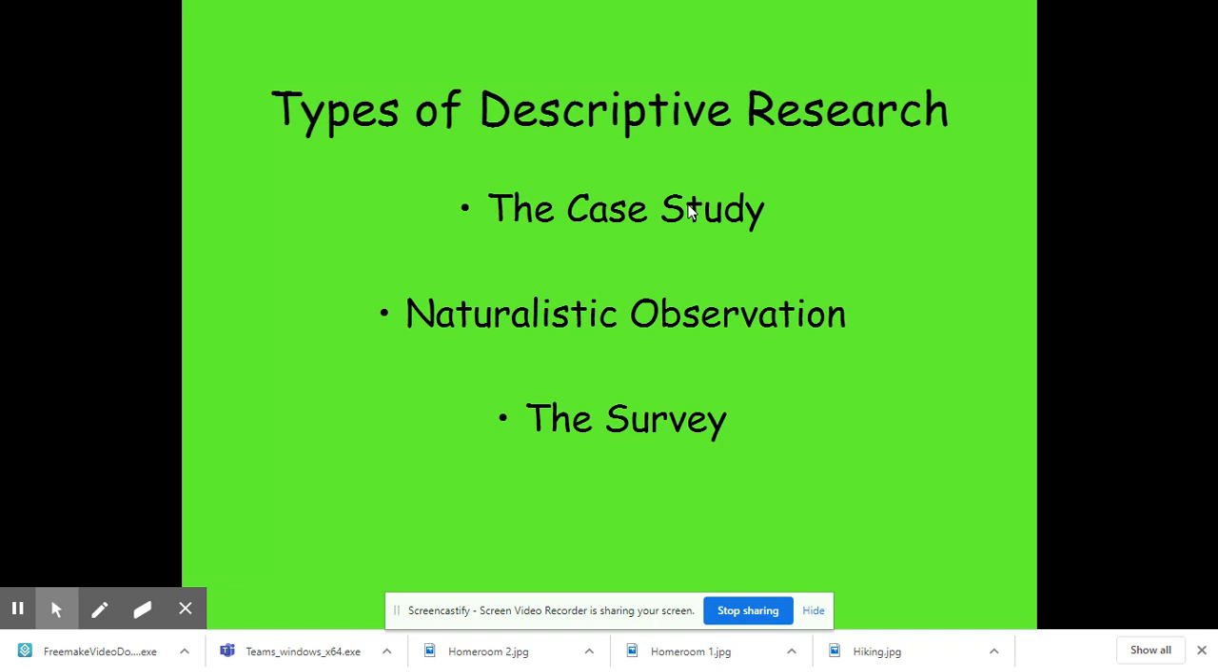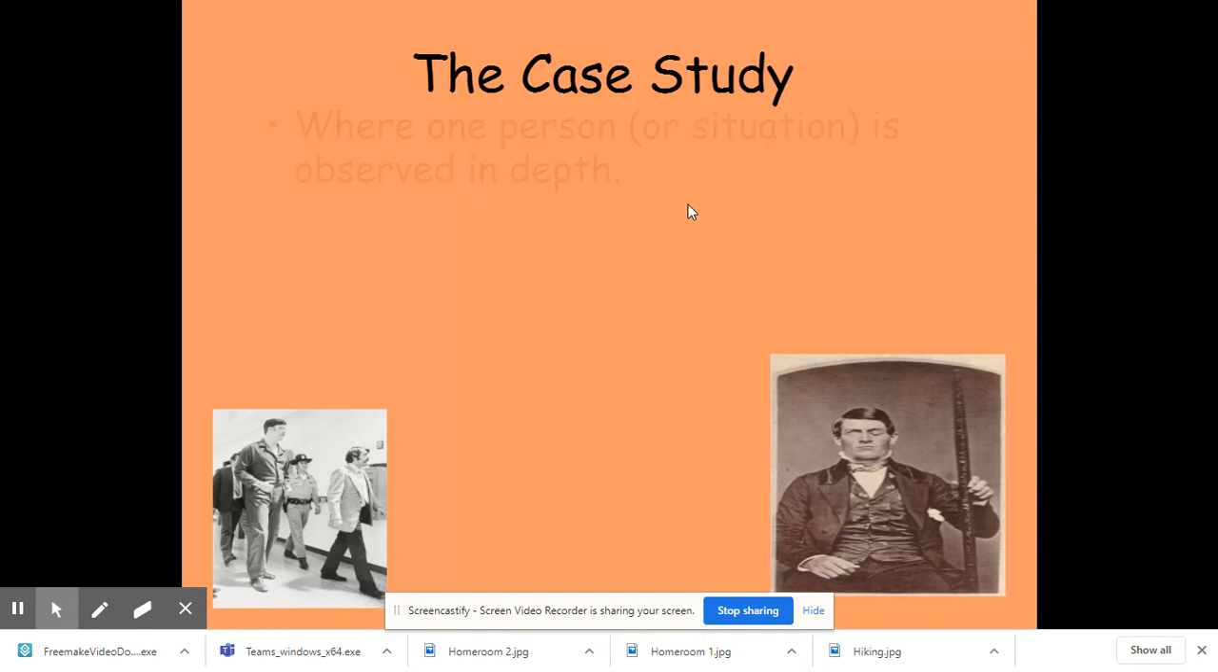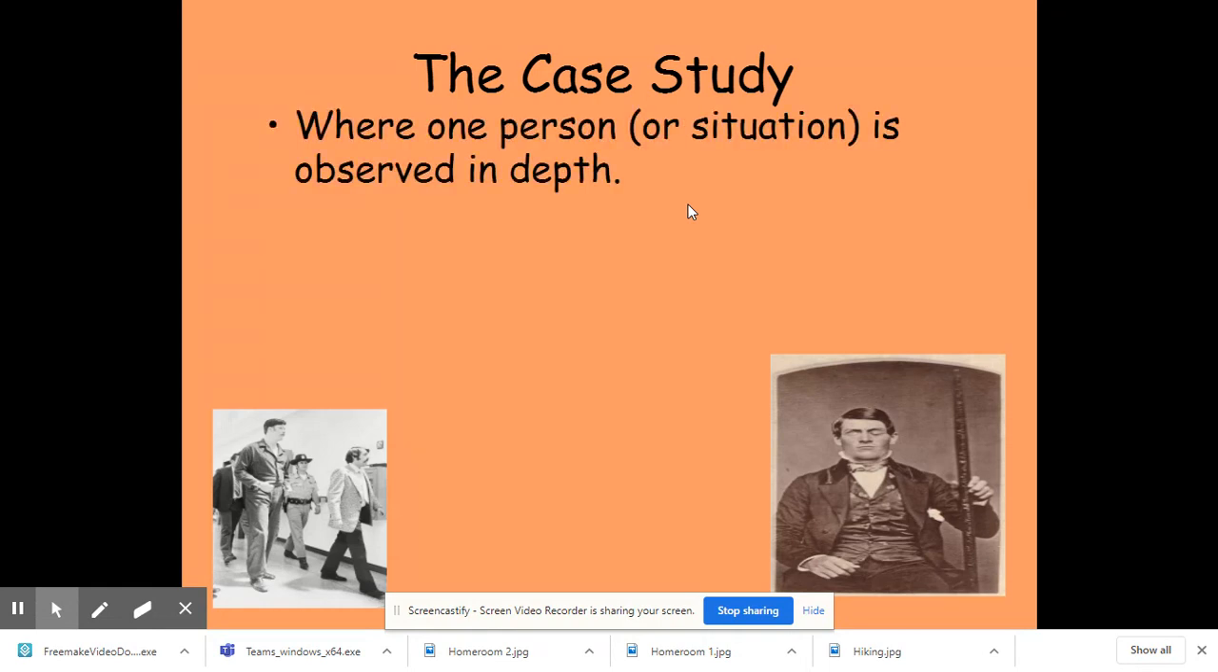So the first type of descriptive research, the most basic type, is what is called a case study. A case study is when a psychologist observes and studies one case or one person or one situation in depth. Okay. The reason for doing this is a lot of times by studying one person in depth, it can lead to information just about humans that can reveal things that are true about all of us.